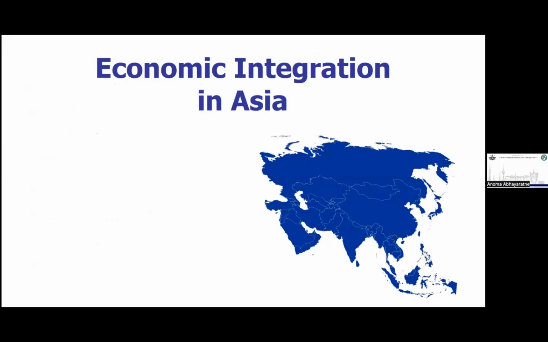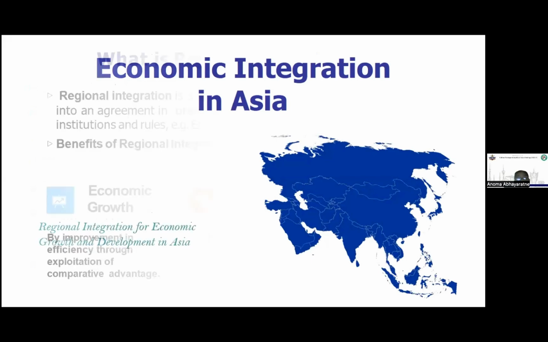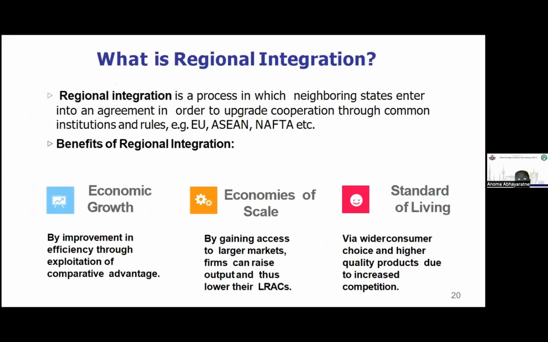Now we look at economic integration in Asia. What do we mean by regional integration? That is a process in which neighboring countries enter into an agreement in order to upgrade cooperation through common institutions and rules. These are some of the examples: EU, ASEAN, NAFTA, etc. I think you all have heard about the European Union, EU. There are a number of European countries that have agreed to work with each other under an agreement.